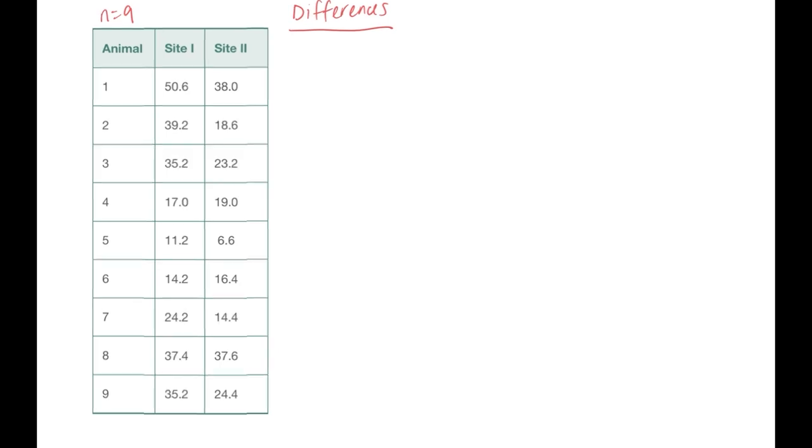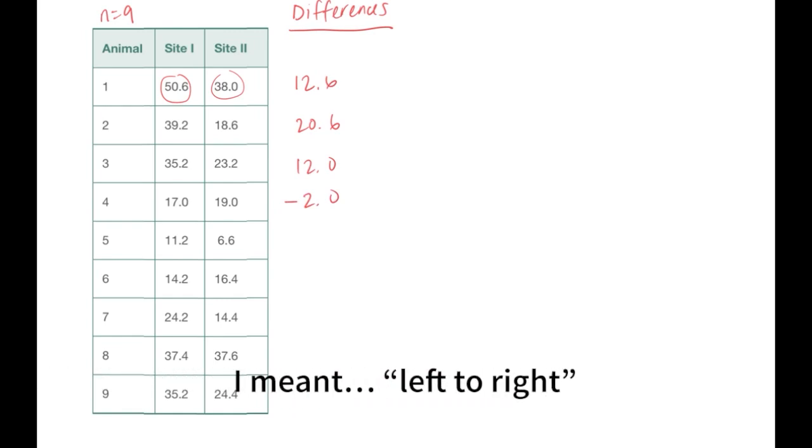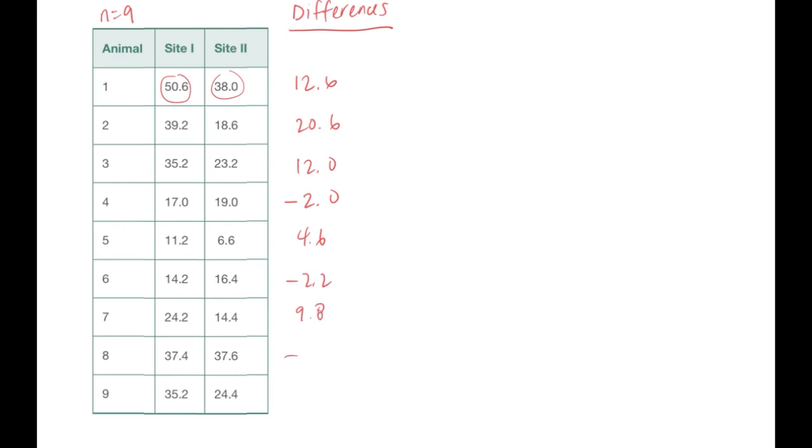So you can see for the first animal, we're looking at 50.6 minus 38.0, and that's going to be 12.6. And I'm going to go ahead down the rows here and just get the difference for all of the pairs. So this one is 20.6, this is 12.0, this one is minus 2.0, because remember I'm subtracting from right to left here, so minus 2.0, 4.6, minus 2.2, 9.8, minus 0.2, and 10.8.